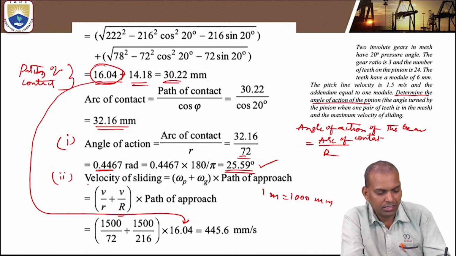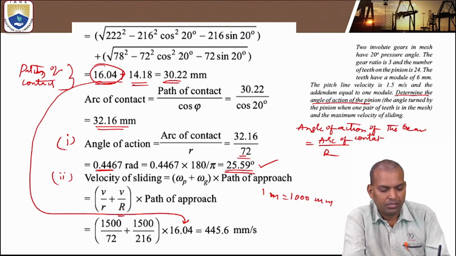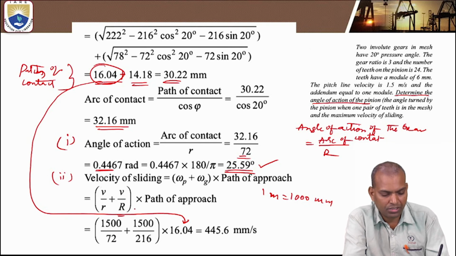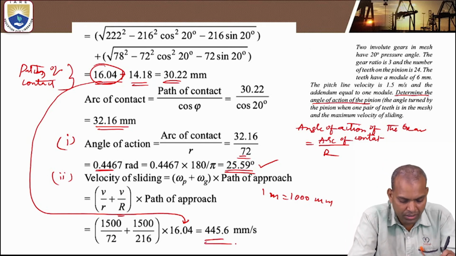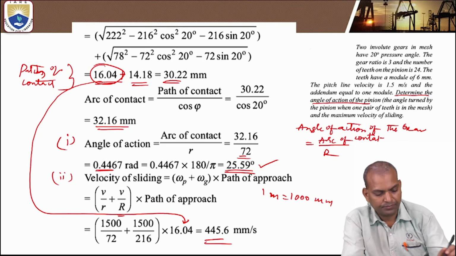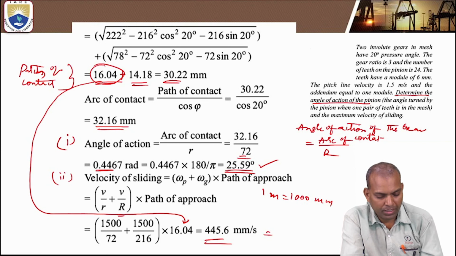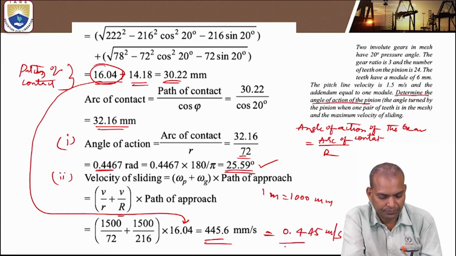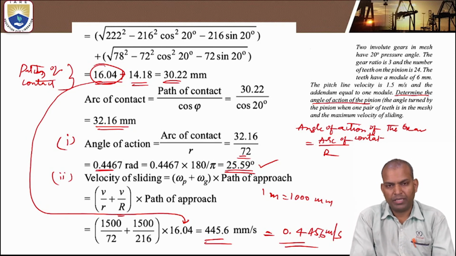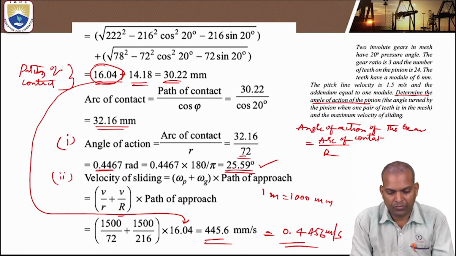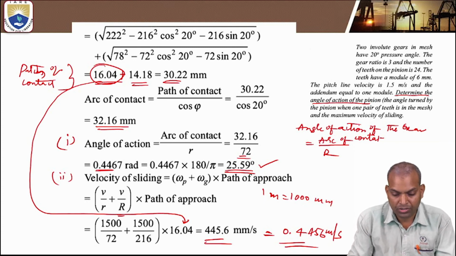Then that is the velocity of sliding, the maximum velocity of sliding. We can see that it is 445.6 millimeters per second. Converting into meters, that is 0.44556 meters per second. This is the manner in which one has to calculate the velocity of sliding.